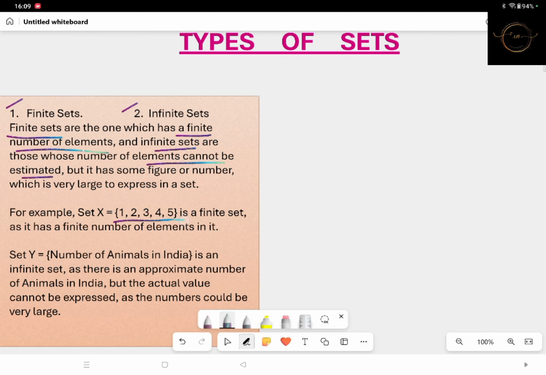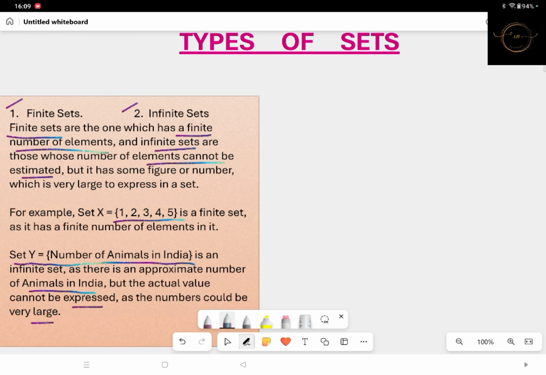For example, if I'm taking this set capital X as 1, 2, 3, 4, 5, look over here, you can count the elements. Therefore, it is considered a finite set. And another set, suppose set Y equal to the number of animals in India, is an infinite set. Why is it an infinite set? Because there is only an approximate number of animals in India and the actual value cannot be expressed as a number because it's very large. So we can consider it an infinite set because we cannot count the number of animals.